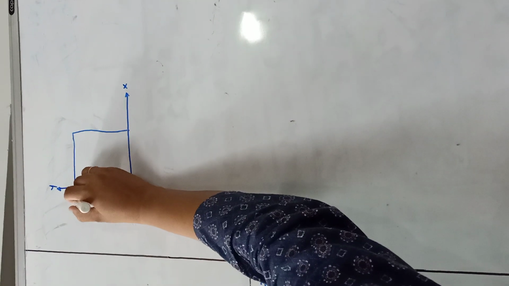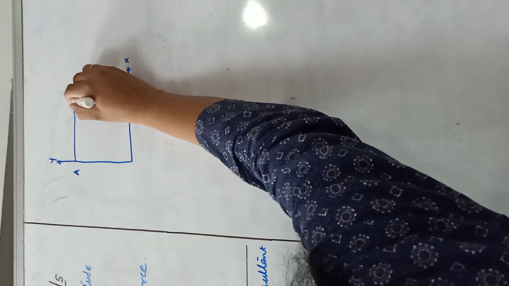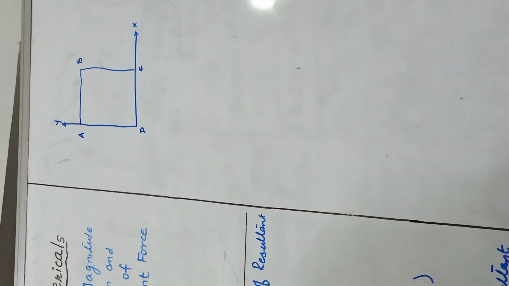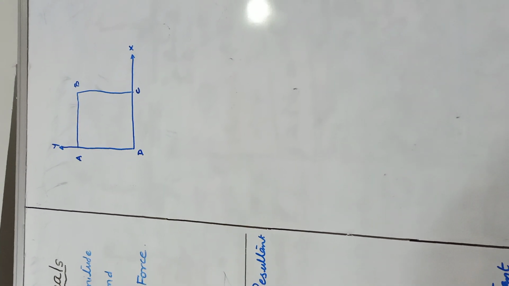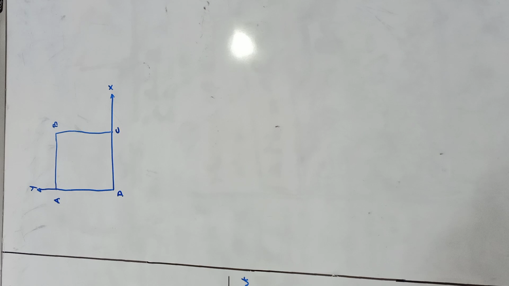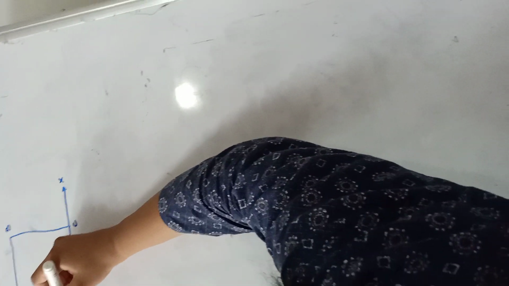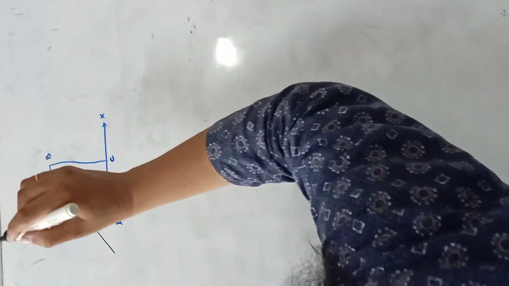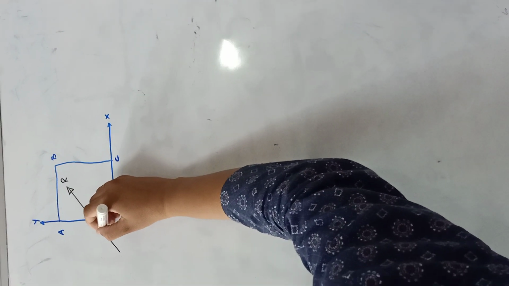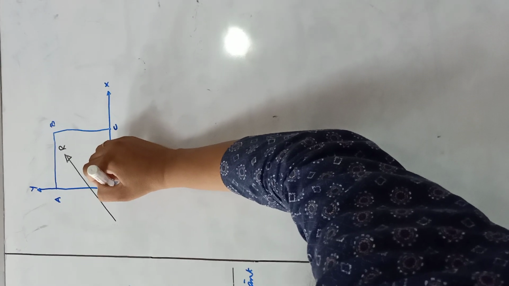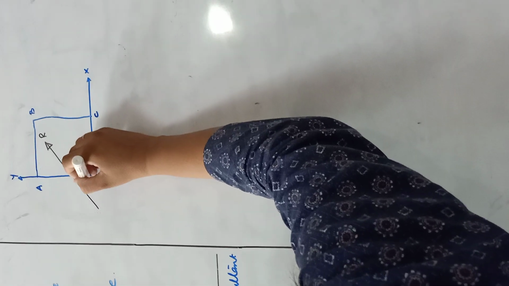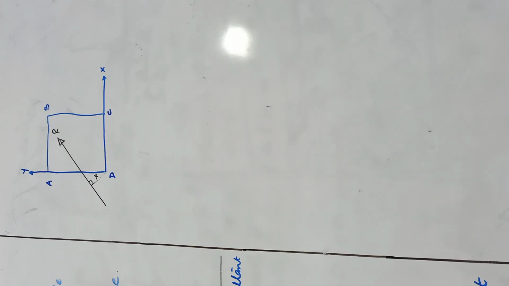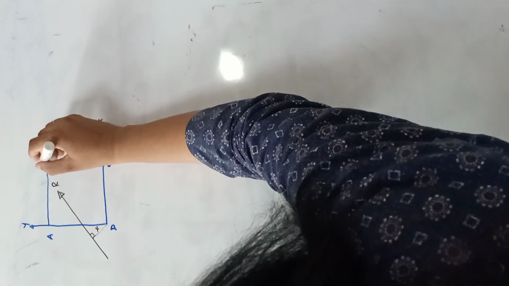Okay, this is point A, this is point B, this is point C, and this is point D. Now I don't know where my resultant is lying, so I am assuming that the resultant is lying in this way. This is the resultant. With respect to the point D, it is at a distance of x. Now what will we do? We will find the moment.